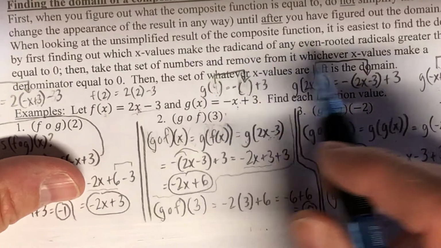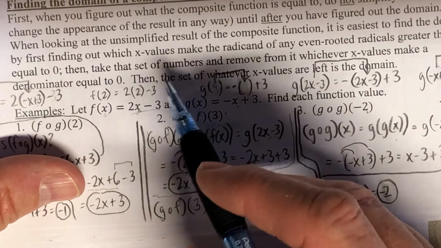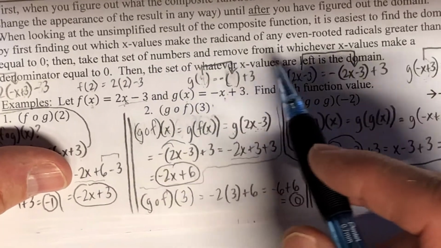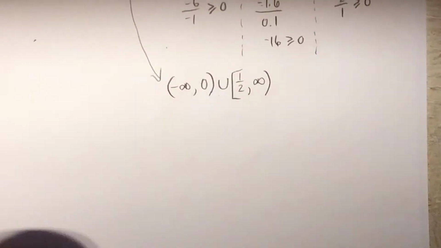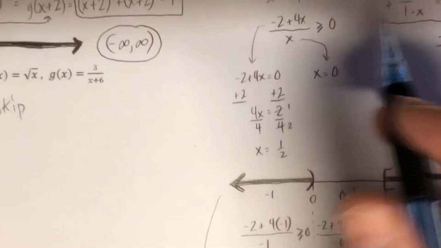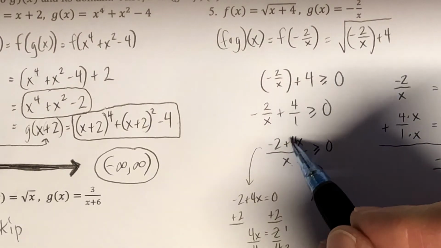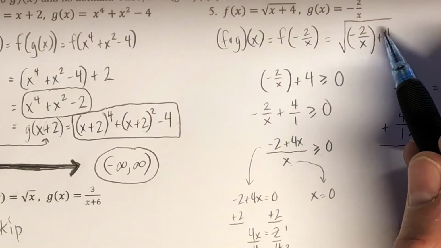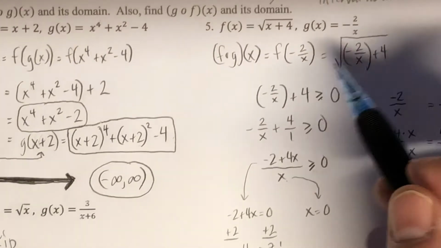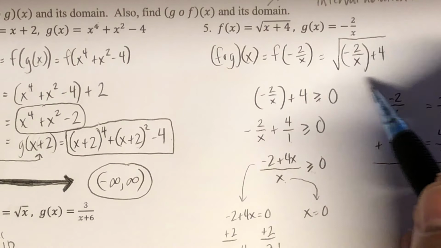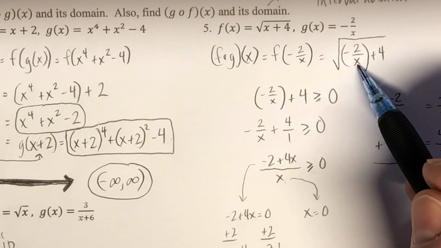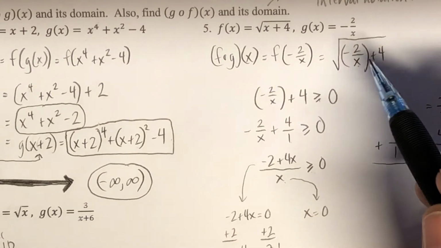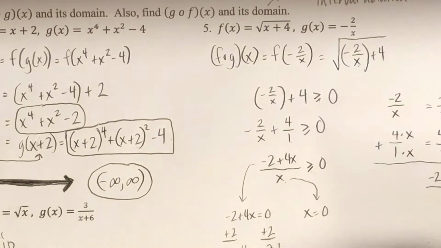After you consider the numbers that make the inside of the square root greater than or equal to 0, you then have to take that set of numbers and remove from it which x values make the denominator equal to 0. What x values make the denominator equal to 0 up here? When they say the denominator equal to 0, they're talking about the original composite function f circle g. You can see there's one denominator here, it's x. And so they're asking, what makes that denominator x equal to 0?